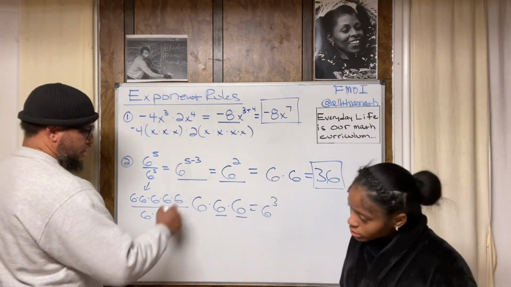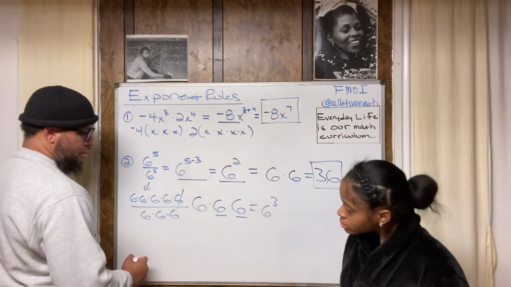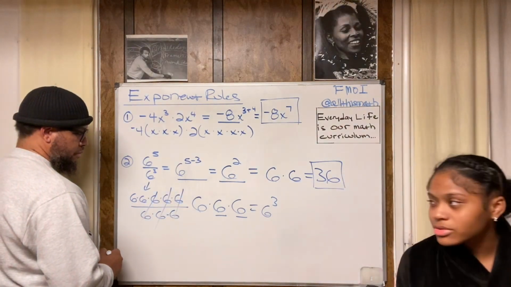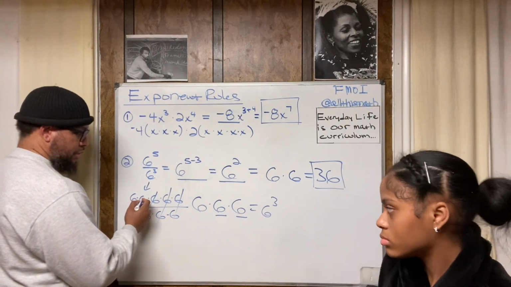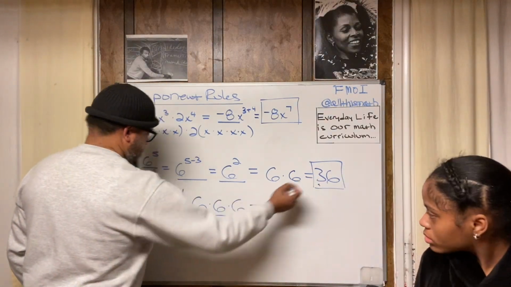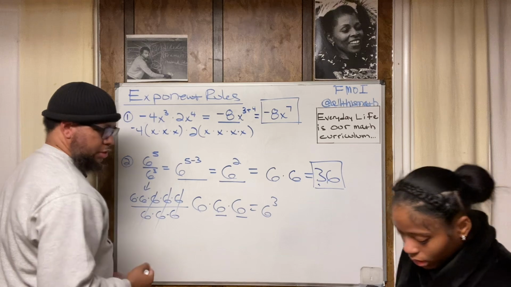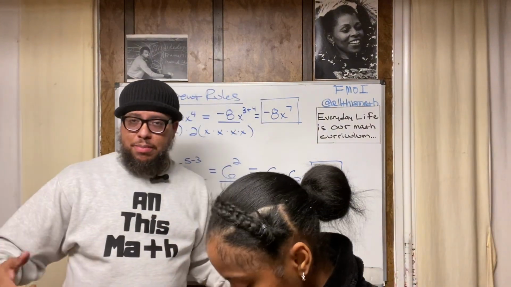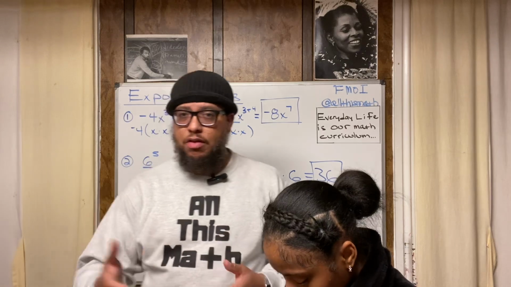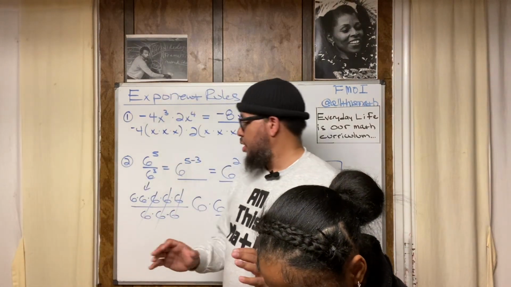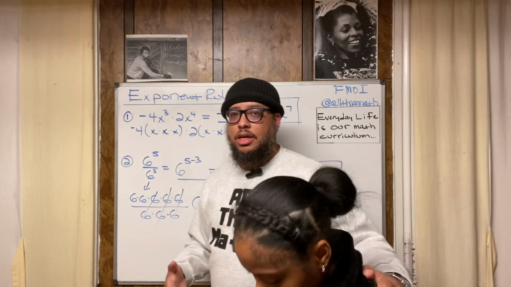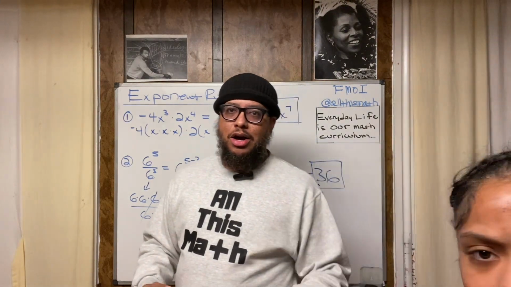Then I start slicing and dicing. Cross them out, cross them out, cross them out. You've got two left. What's left? 6 times 6. Either way, we still get 36. So even if you didn't know the division property of exponents, you still would have arrived at 36. But it's good to know the properties.